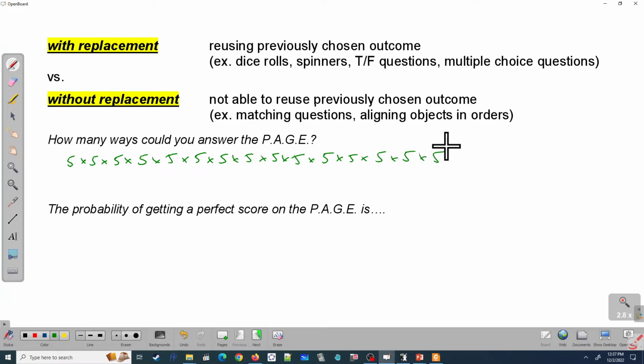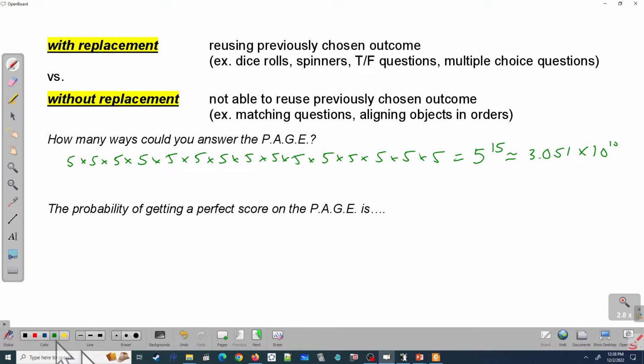The reason I'm bringing this up is, wouldn't it have been a lot easier if I would have just simply said, I am multiplying 5 by itself 15 times? Because this is a with replacement. I could have answered the whole test C, all the way down the line. And if you do work that out, it works out to be approximately 3.051 times 10 to the 10th number of ways of doing it. That is quite a large number of ways of randomly guessing this test.